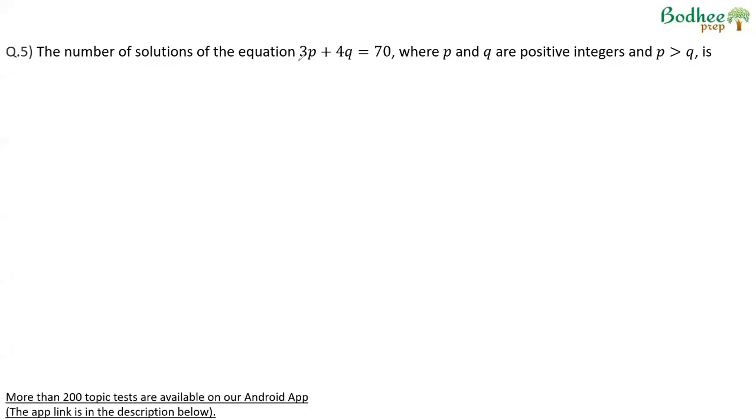The number of solutions of the equation 3p plus 4q is 70, where p and q are positive integers and p is greater than q. Okay.